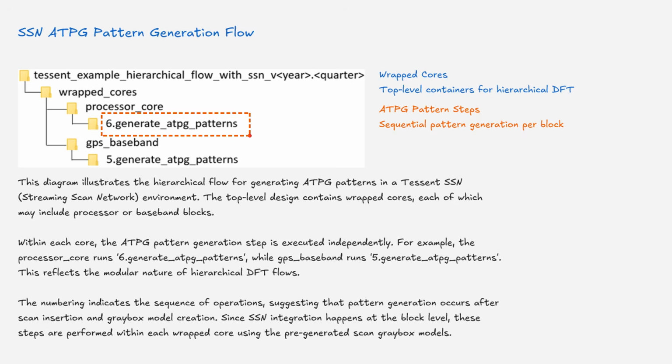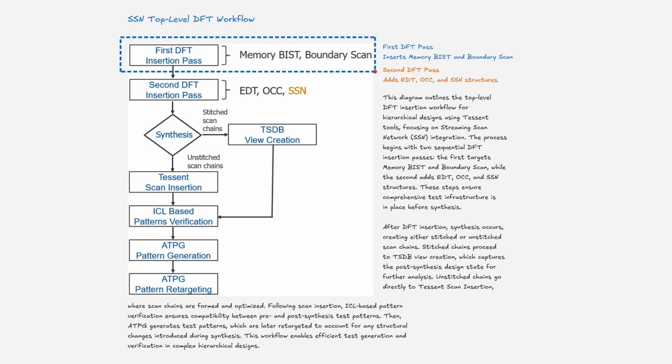For example, the processor core runs 6. generate ATPG patterns, while GPS baseband runs 5. generate ATPG patterns. This reflects the modular nature of hierarchical DFT flows. The numbering indicates the sequence of operations, suggesting that pattern generation occurs after scan insertion and graybox model creation. Since SSN integration happens at the block level, these steps are performed within each wrapped core, using the pre-generated scan graybox models.